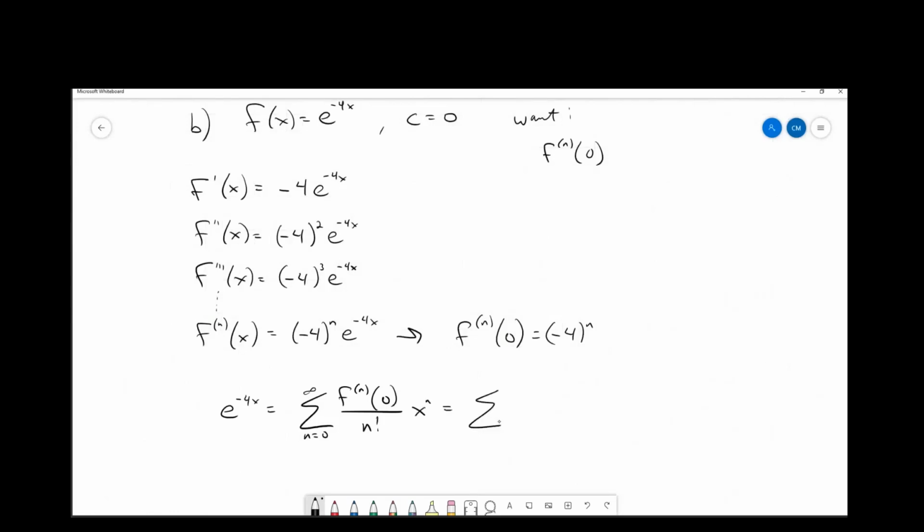Now we've got that formula, right? We have that formula for the nth derivative. Now I'll just plug it in there. -1 to the n, 4 to the n over n factorial, and x to the n. So there it is. There's our power series expansion for e to the -4x. Any questions about that one?